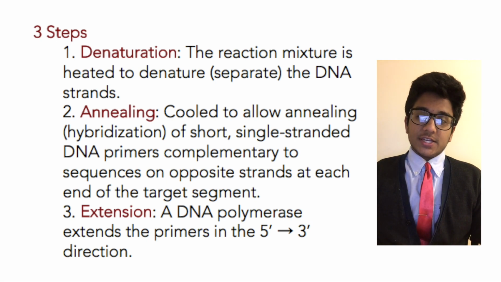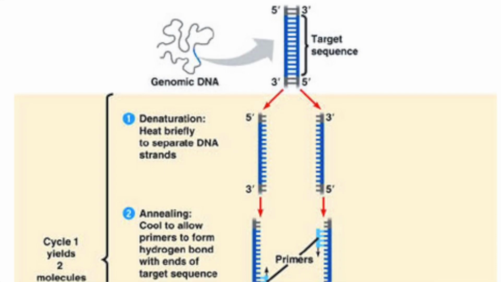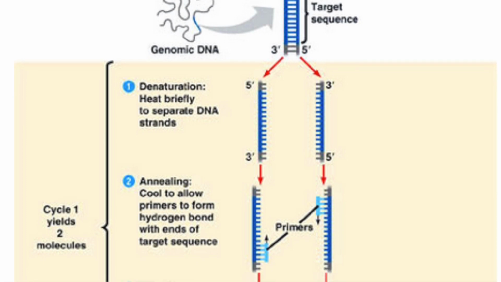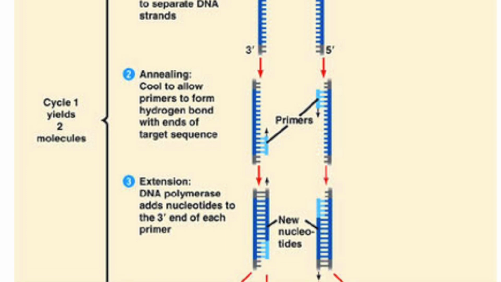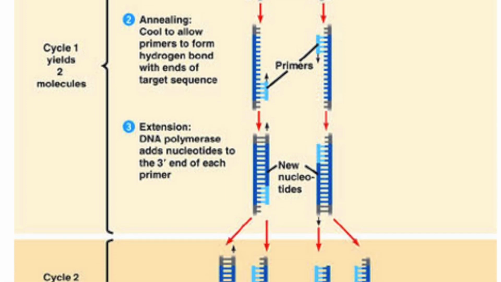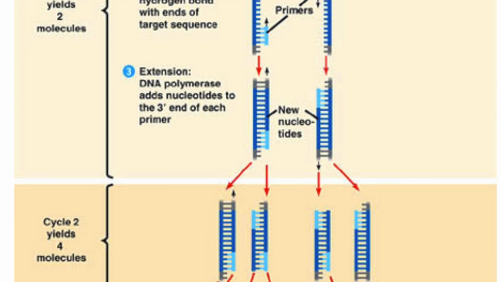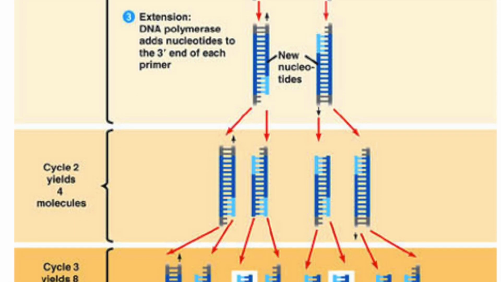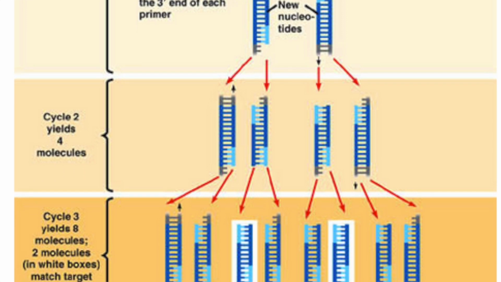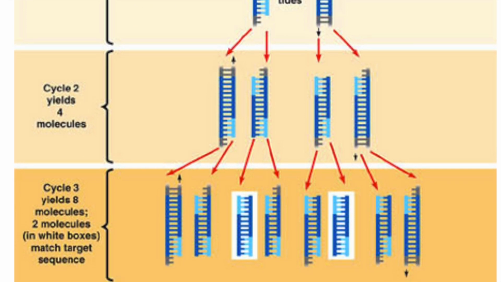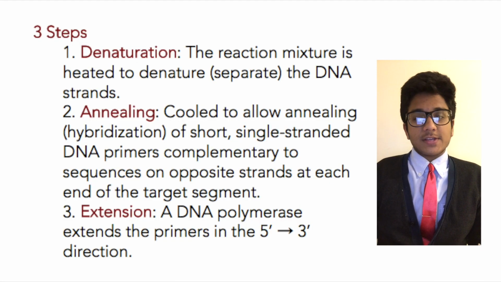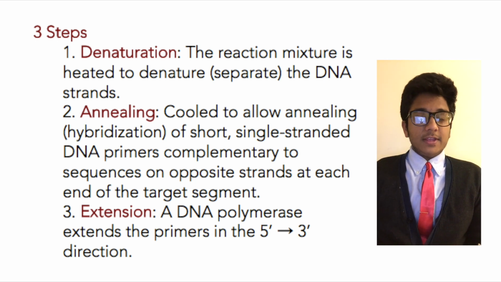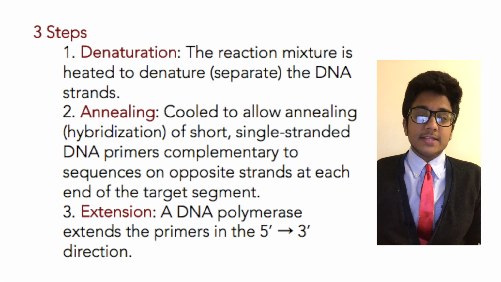The first step is denaturation, in which the reaction is heated to denature or separate the DNA strands. Next is annealing. What you're going to do is cool down the DNA strands to allow hybridization of short single-stranded DNA primers complementary to sequences on opposite strands at each end of the target segment. The last step of the process is extension. A DNA polymerase extends the primers in a 5' to 3' direction. PCR is speedy and very specific. Only minuscule amounts of DNA need to be present in the starting material.